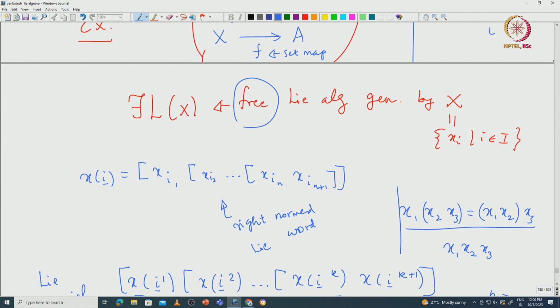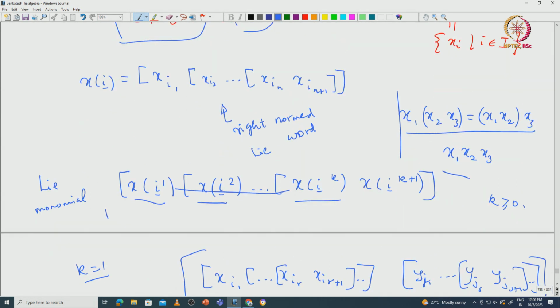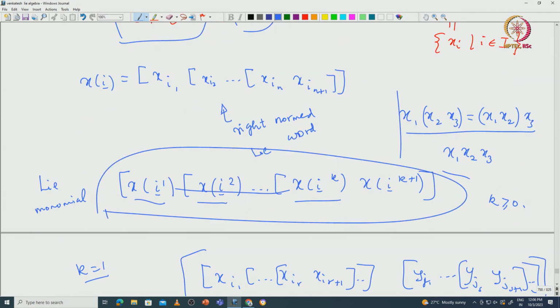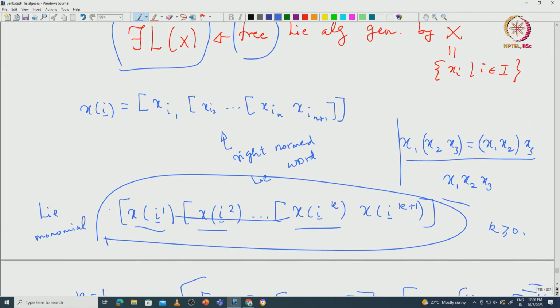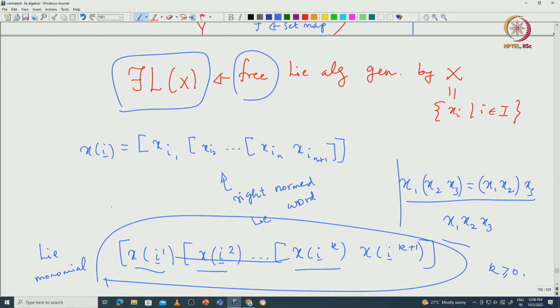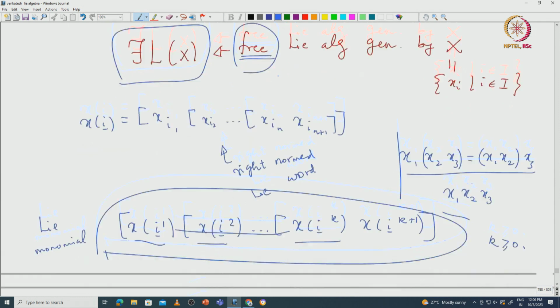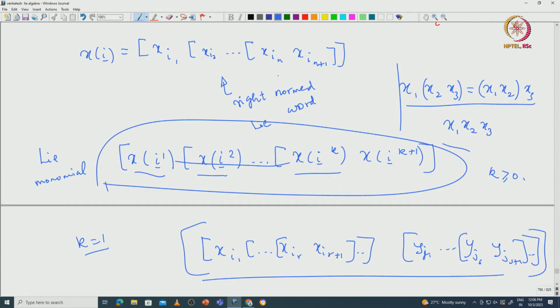If you think about it, whatever Lie algebra this is, it should have all the Lie monomials of this form, and then the span of them. Is it enough? Yes, this is more or less enough, because it is free, there should not be any relation. That means if we take these Lie monomials, this should not become equal to 0, or any linear combination should not become 0. That is what free means.